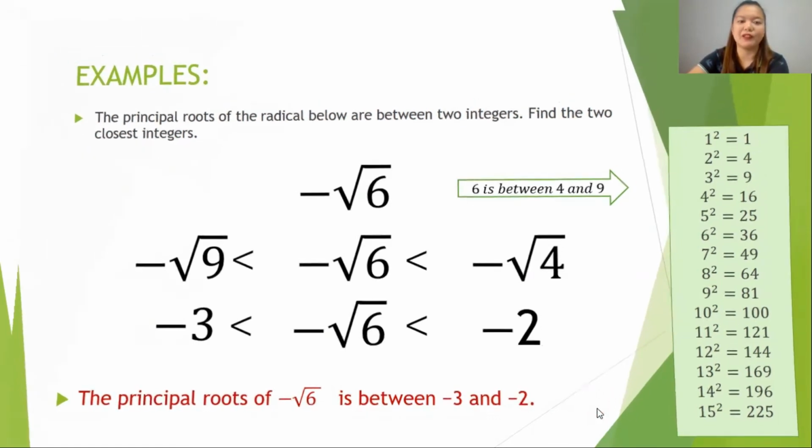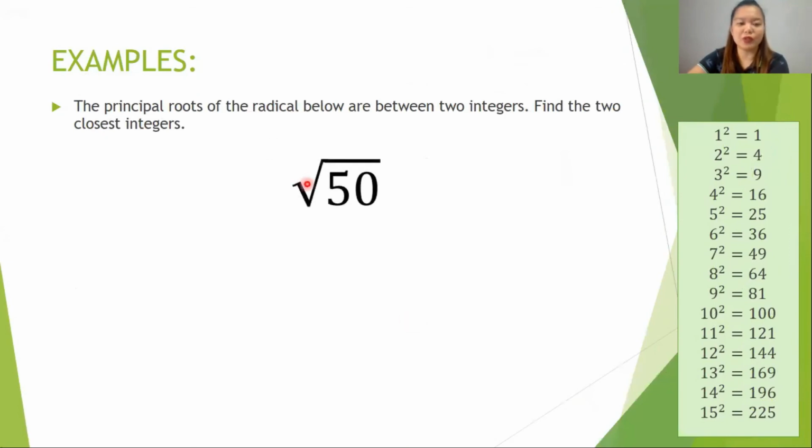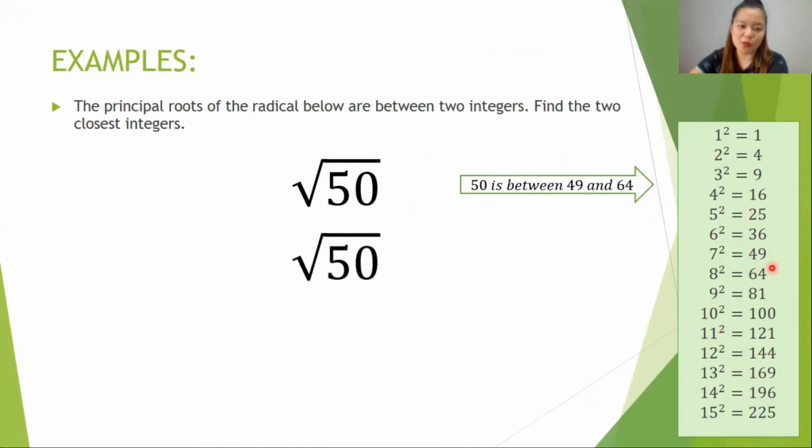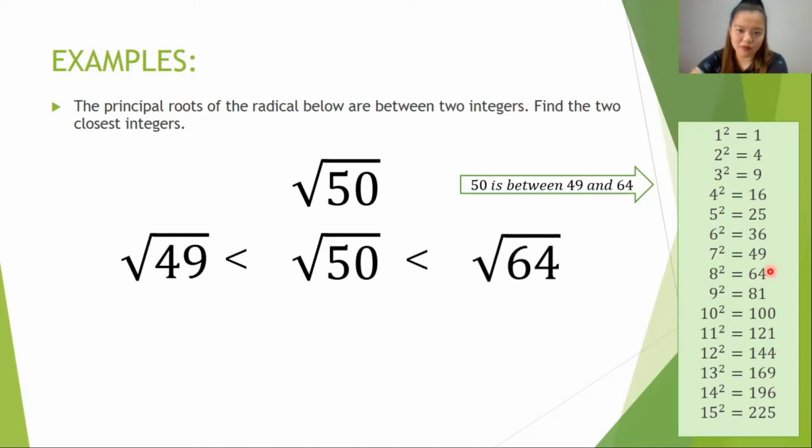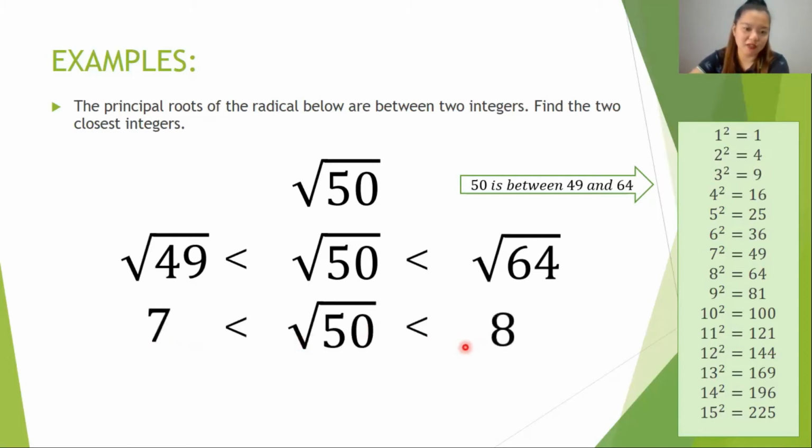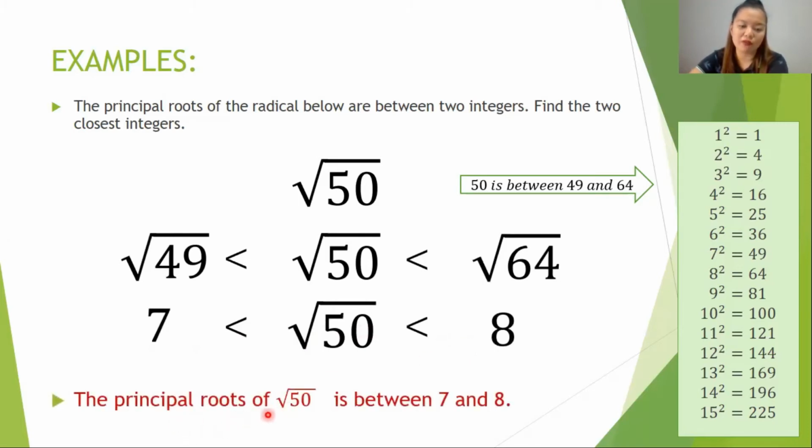Now, let's have another example. What if you have the square root of 50? From these perfect square numbers, 50 is between what numbers? 50 is between 49 and 64, correct? So we can write that as square root of 50 is greater than square root of 49 but lesser than square root of 64. Therefore, the square root of 50 is greater than 7 but lesser than 8. Therefore, the principal root of square root of 50 is between 7 and 8.